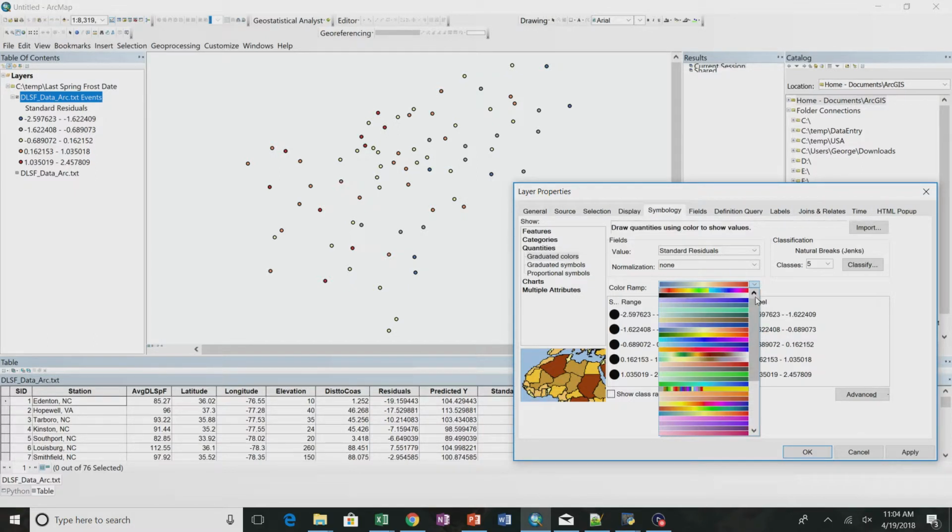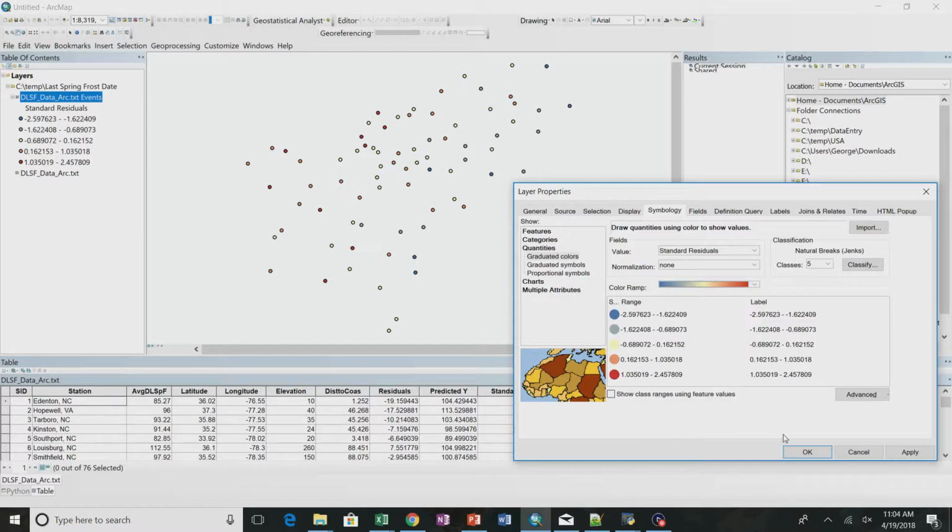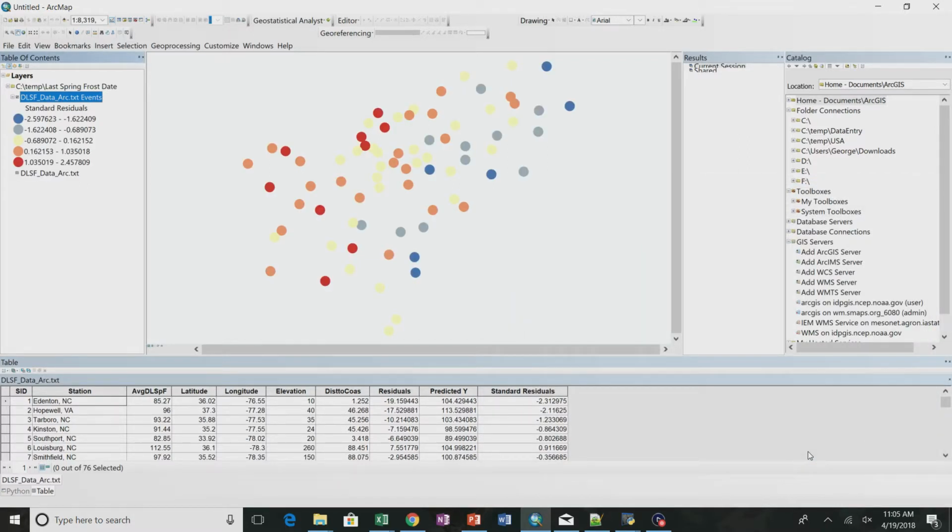I don't know what's happening in my ArcGIS. Okay, go back to that. All right, they're bigger now. So we can see that we've got residuals, and there doesn't appear to be a huge pattern, okay?